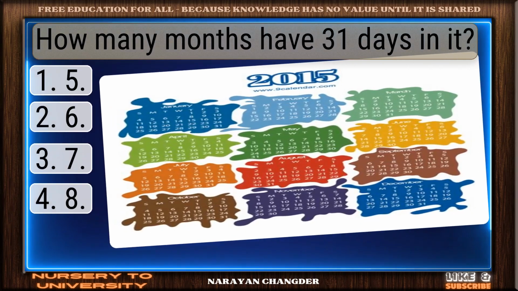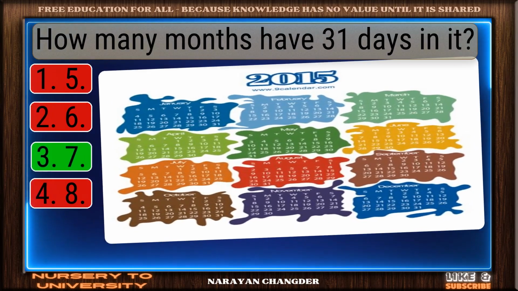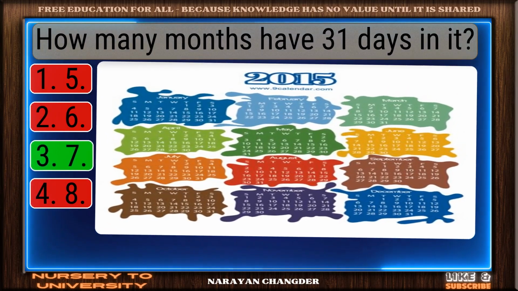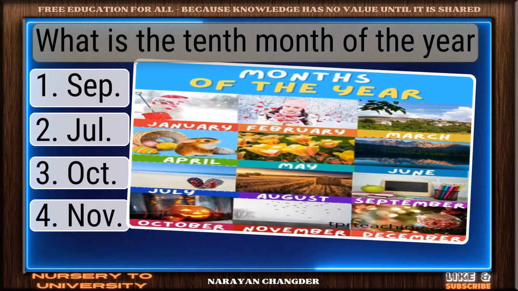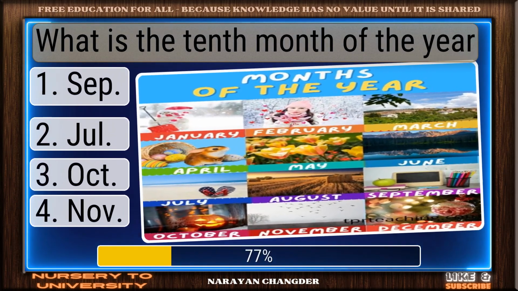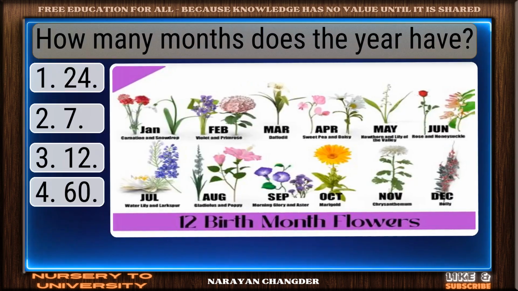How many months have 31 days in them? Exactly. 7 makes sense and it is the right choice. What is the 10th month of the year? Right again. October is a valid answer.